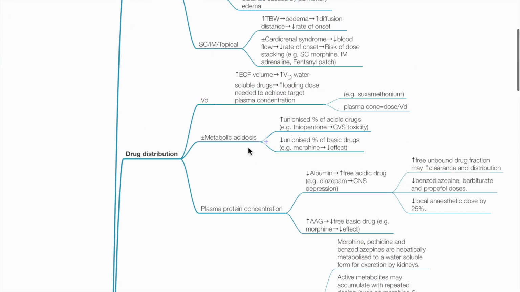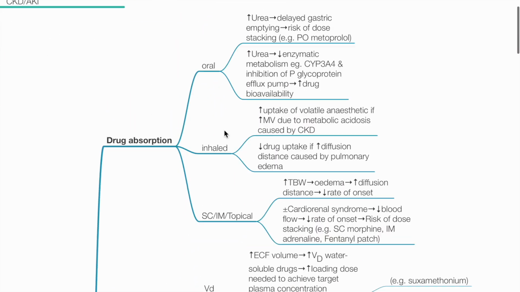Pharmacokinetics. Drug absorption. For drugs administered via the oral route, high urea levels lead to delayed gastric emptying and risk of dose stacking. For example, oral metoprolol. Uremia reduces enzymatic metabolism, such as CYP3A4, and also inhibits P-glycoprotein efflux pump. This increases drug bioavailability.